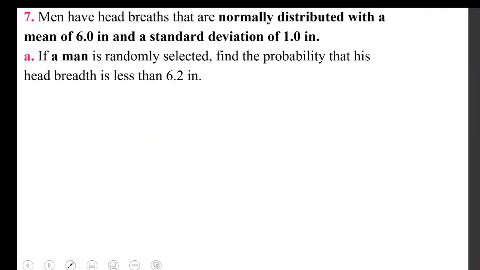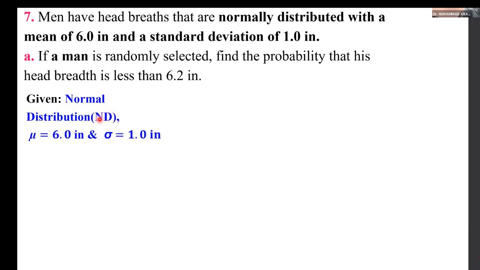Men have head breadths that are normally distributed with a mean of 6 and a standard deviation of 1. If a man is randomly selected, find the probability that his head breadth is less than 6.2 inches. Perfect. Thank you so much. So again, we are dealing with a word problem. So what is given? Notice we have a normal distribution, mu is 6, sigma is 1. This is the given. So we want the probability of X less than 6.2.